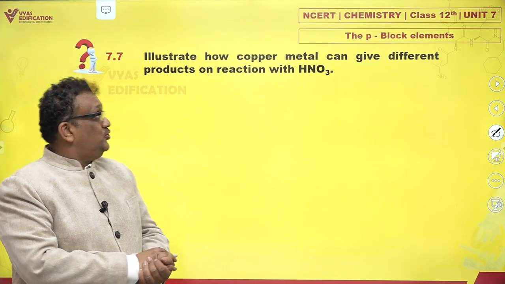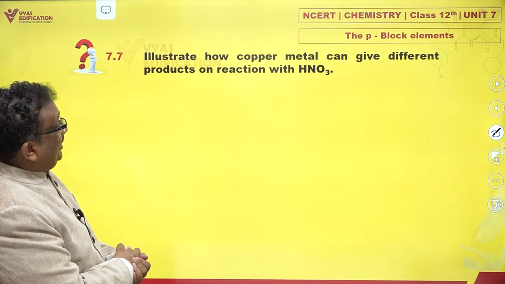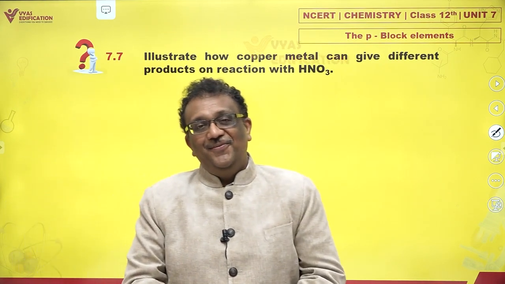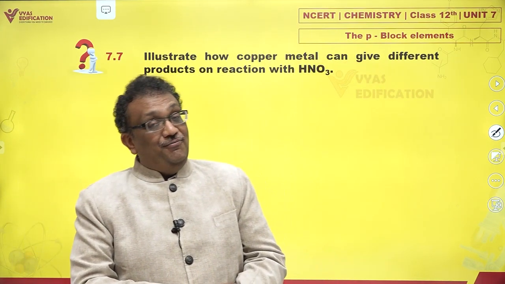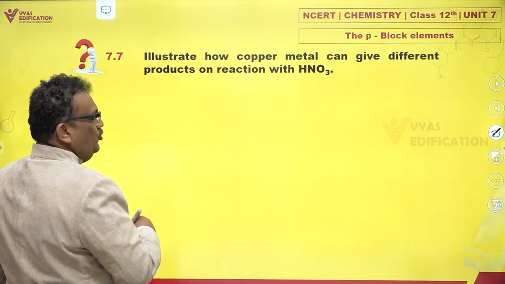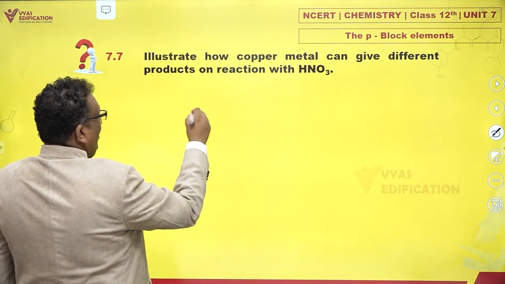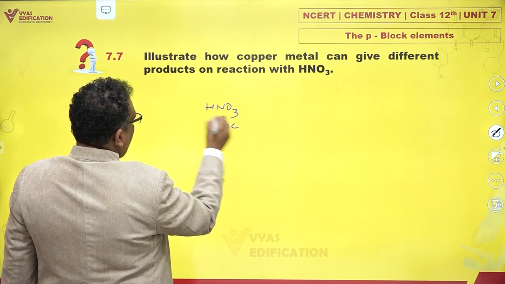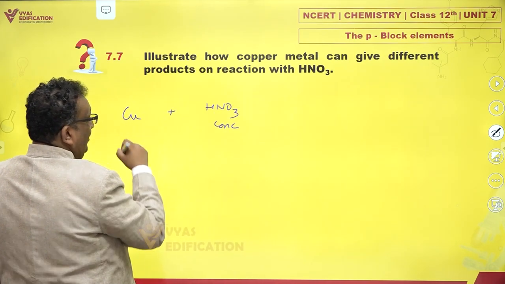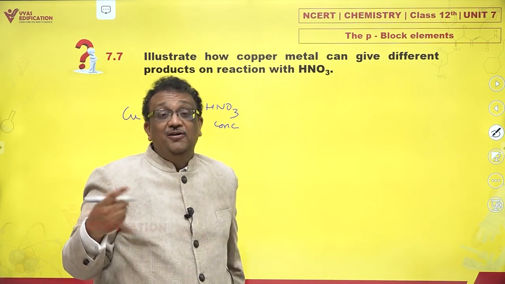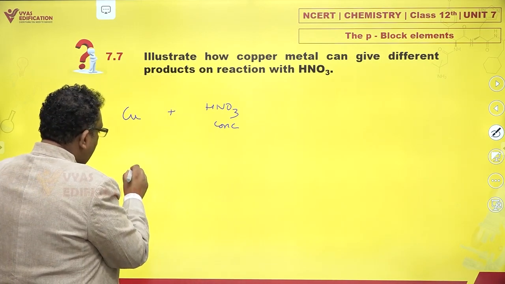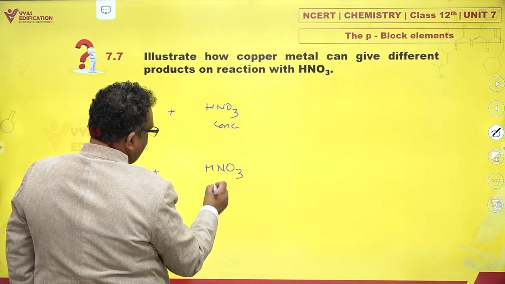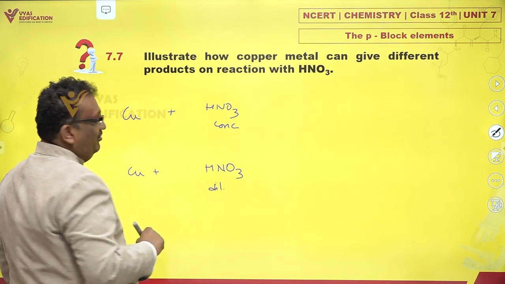And this brings us to the next question, which says, illustrate how copper metal can give different products on reaction with nitric acid. Now, this is very interesting and very important. How? There are two classic reactions. If you have concentrated HNO3, concentrated nitric acid, and it reacts with copper, you would get a different product. And if you have dilute nitric acid, you will have a different product.